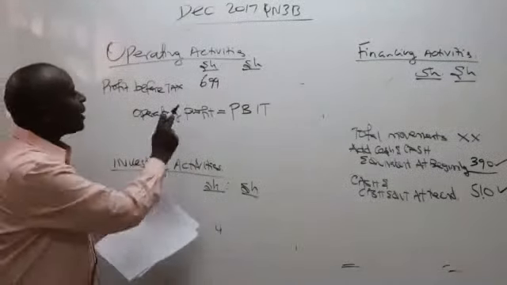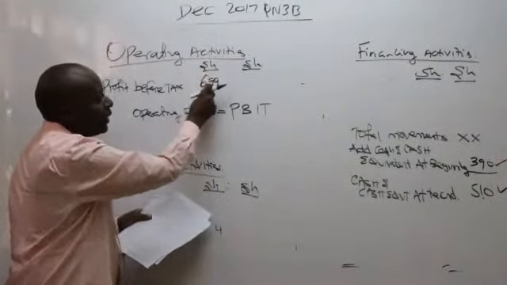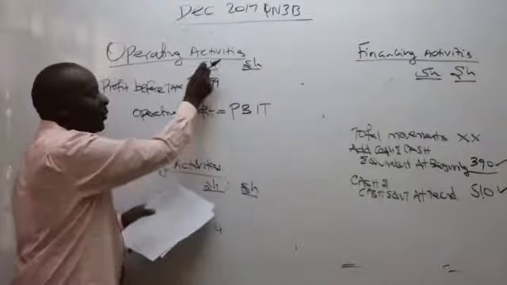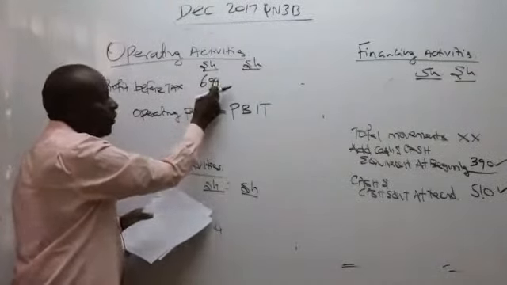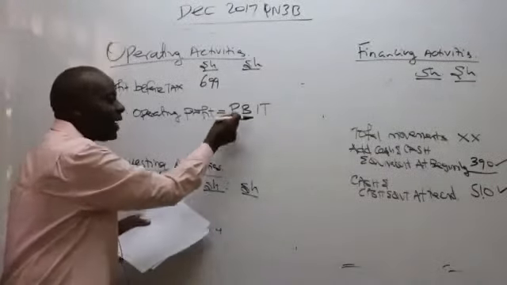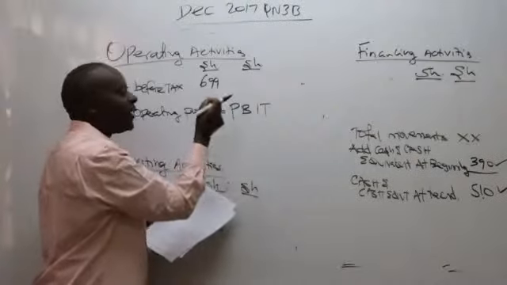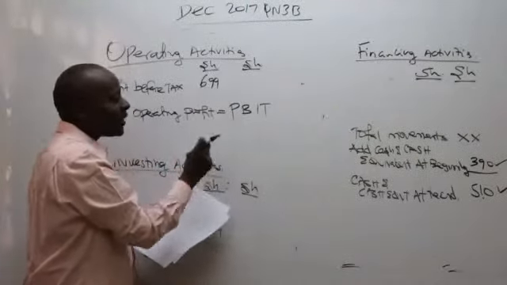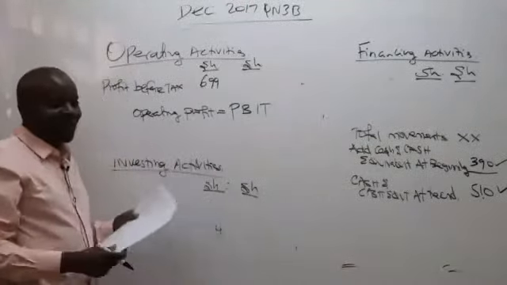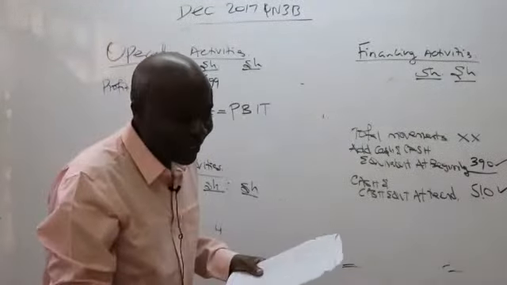So meaning that to get this figure, these guys of course must have subtracted the interest. So what we need to do very fast is to add back the interest. We must always begin from the profit before interest and tax. So are you able to see the interest charge for the year?